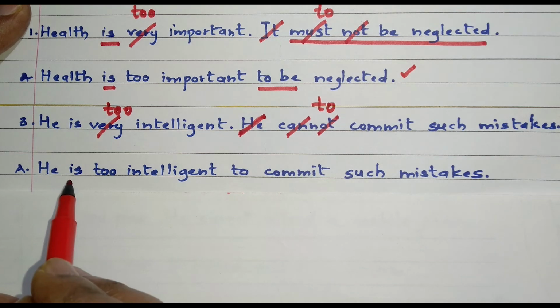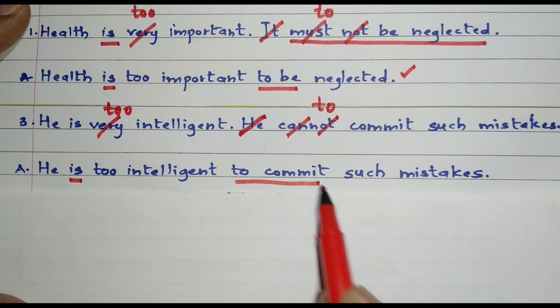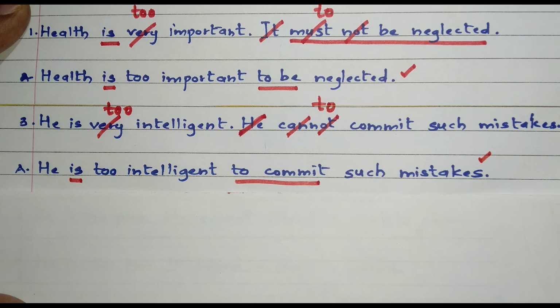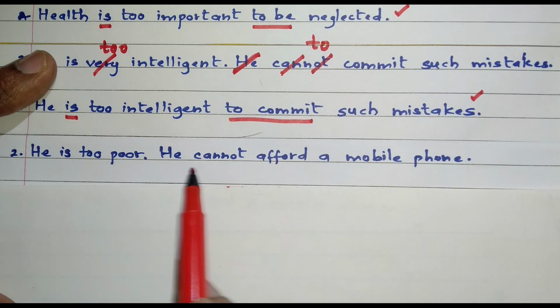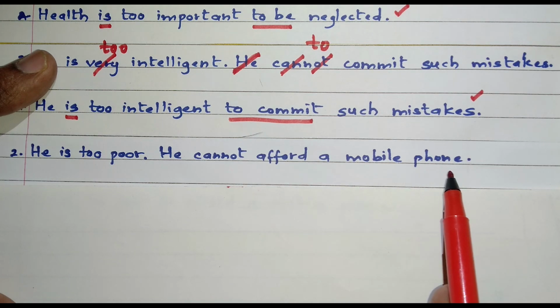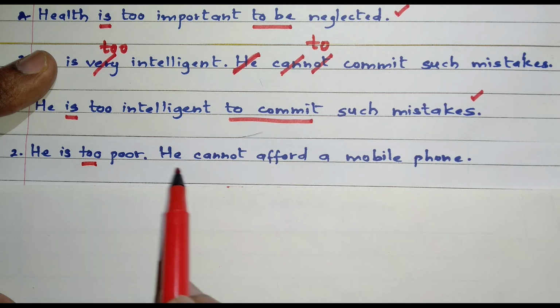Now in this answer, is is the only finite verb. To commit is a non-finite verb. It's an infinitive. So our answer is a simple sentence. Next example, he is too poor. He cannot afford a mobile phone. Now here the word too is already given. So we will proceed to the next step.